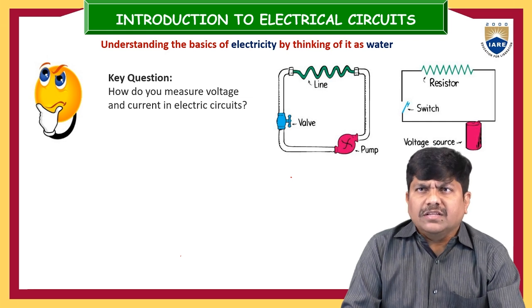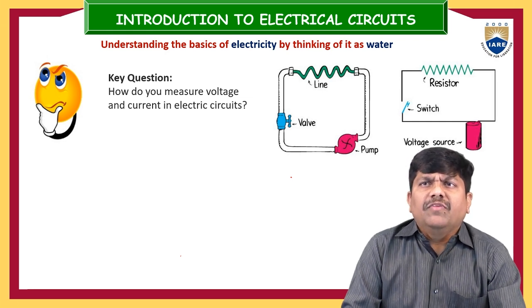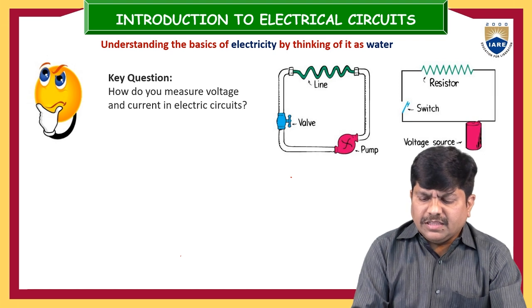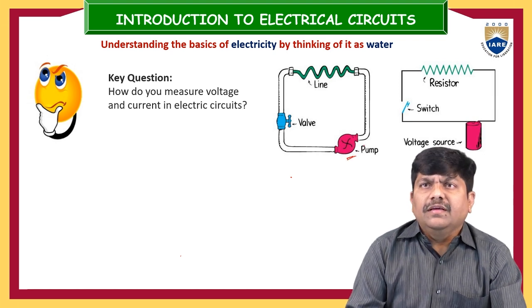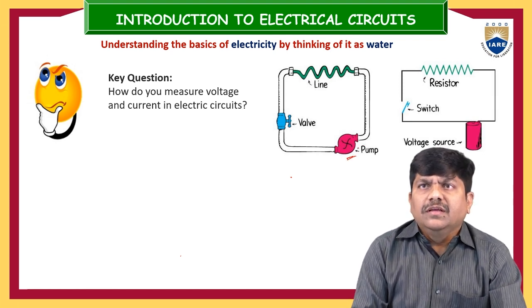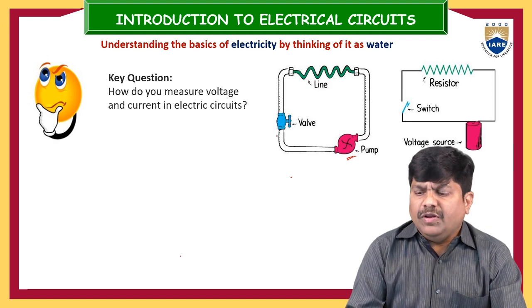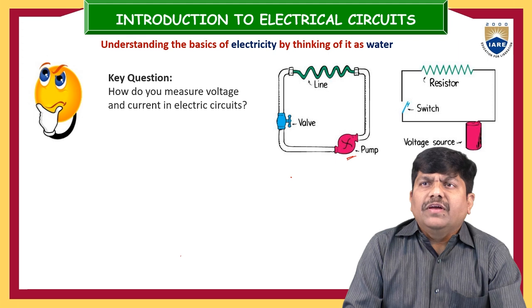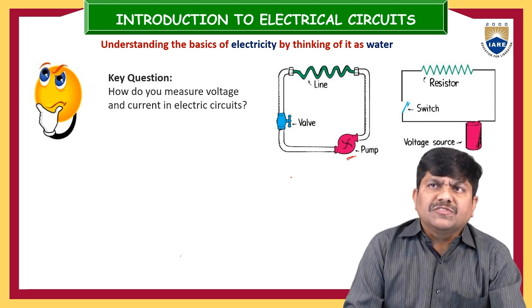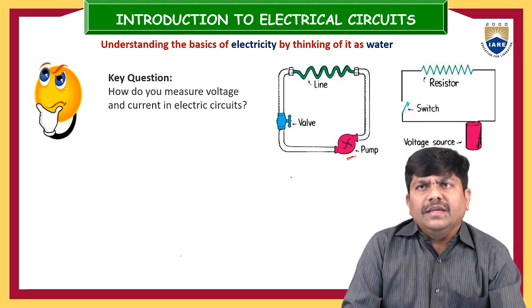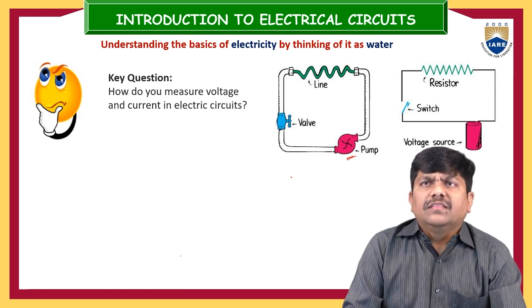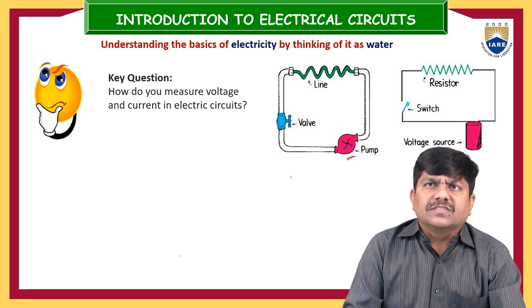One is the water circuit, that is nothing but one pump is there. Water pump is connected in the water circuit like this, and one more circuit. In this circuit, one voltage source is connected by means of a switch to the resistor. Here there are two circuits we are going to discuss. First circuit is the water circuit. Second one is the electrical circuit.